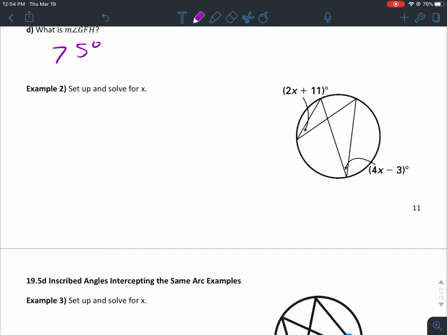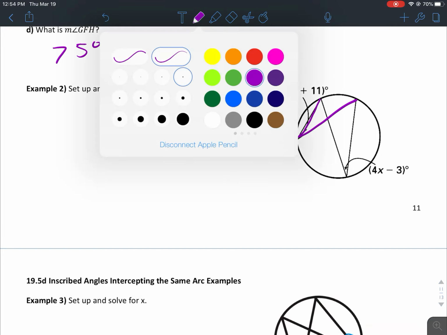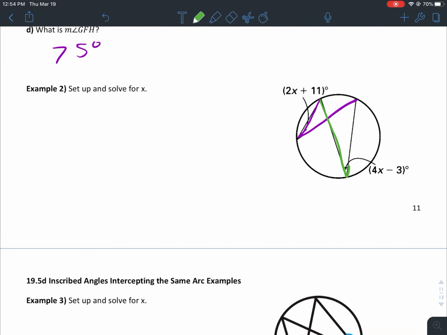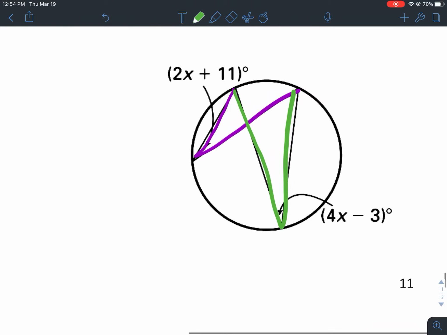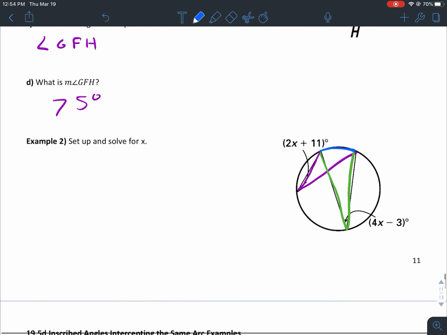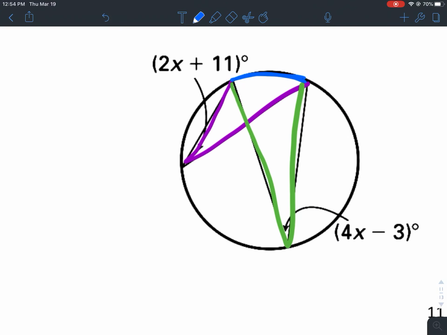For example 2, it says set up and solve for x. So if we look here, we have two different angles. We've got this angle right here, and we've got this angle right here. Now, one thing I want to point out, if seeing these angles and visualizing them is pretty tricky, if you've got some colored pencils or highlighters at home, feel free to highlight the angles and highlight the arc that gets intercepted. It might help you visualize what's going on.